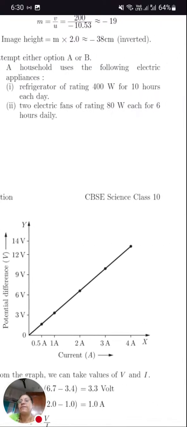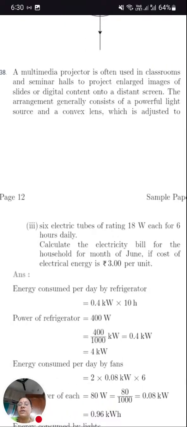Repeating once again, 400 multiplied by 10 divided by 1000. 80 multiplied by 2 multiplied by 6 divided by 1000. Here the third one, 18 multiplied by 6, electric tubes are there. So 18 multiplied by 6 multiplied by 6 divided by 1000. All are converted into kilowatt. So add them together, then multiply it by 30 and 3, as it is asked for the month of June. Per unit cost is rupees 3. Is it clear?